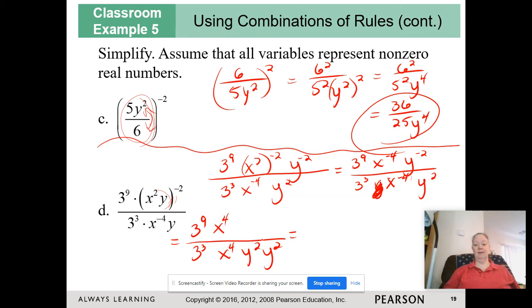Quotient rule. Okay? I'm not going to worry about the product rule yet. I'm just going to do the quotient rule. How many pairs of 3s can I cancel out? Well, at most I can do 3 3s. So I've got 6 3s left on the top. I can cancel out all 4 of my x's. To be honest, I don't know what 3 to the 6th power is. Let's see. 3 to the 6th power, 729.